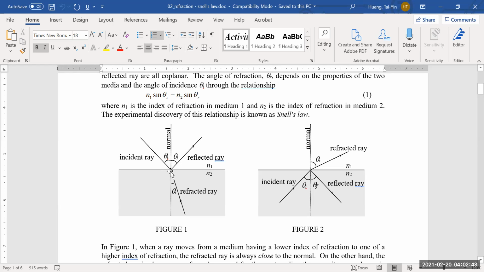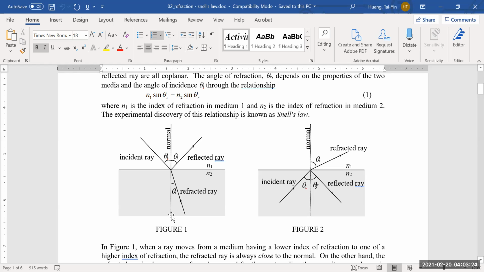In addition to that, you have the light ray that's coming into the second material, and this light ray is called the refracted ray. The angle associated with it is called theta r. This is theta i, this is theta r, and this is theta r. This is a scenario where a light ray comes from n1 into n2, and in this case n1 is smaller than n2.